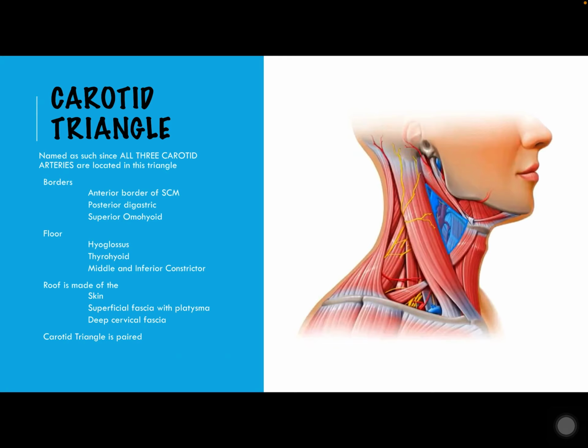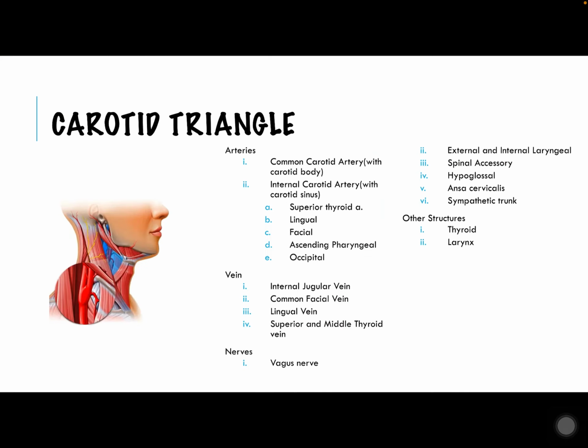It is also a paired triangle, that means it is symmetrically present on both sides of the neck. The contents of the carotid triangle are as follows. It consists of the common carotid artery with its carotid body, which branches into the internal carotid and the external carotid artery. The main anatomical features present in the carotid triangle are the superior thyroid artery, lingual artery, facial artery, ascending pharyngeal artery, and occipital artery.